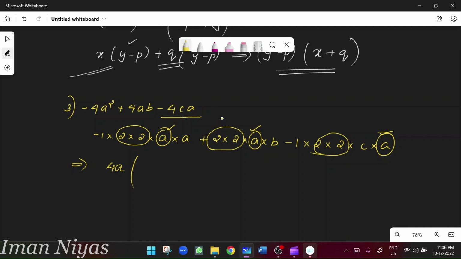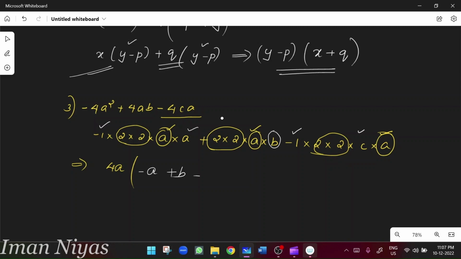Okay, so now you can see what is coming inside the bracket. What will come inside the bracket in the first term? So minus 1 is there and a. So minus 1 multiplied with a is minus a. Then here you have only b. So plus b. Here can you see that there is one negative 1 and c. So negative 1 multiplied with c is negative c. So what you got as the factor? 4a multiplied with minus a plus b minus c. So this is the factorized form of this question. I hope you are clear with both the ways. First is by taking the common factor, and the next is by regrouping.